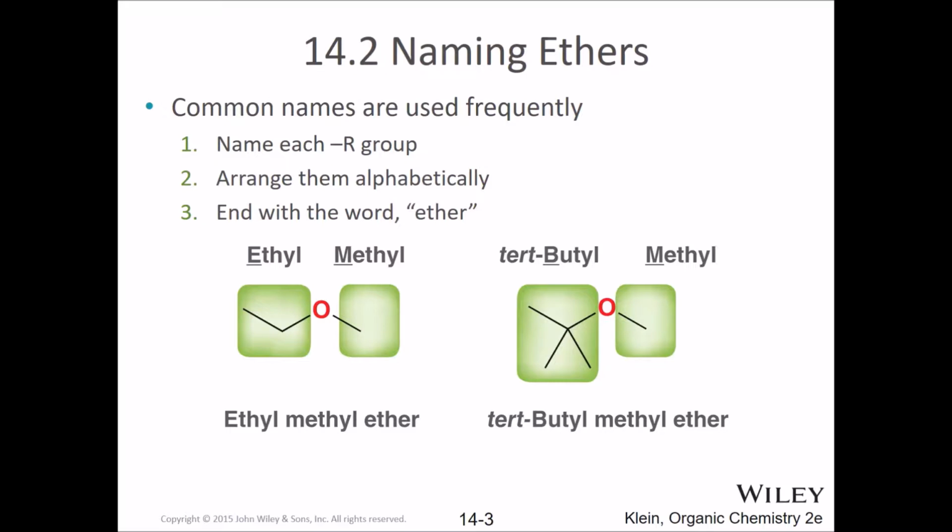The first way is common names, and as you can see from the slide, we're just going to take the two substituents, ethyl and methyl, and put them together. Ethyl methyl ether. Excuse me, tert-butyl methyl ether. So this will be, I think, very accessible to you. We haven't done any functional groups like this yet, but it's the kind of thing that'll sit in your head very nicely.